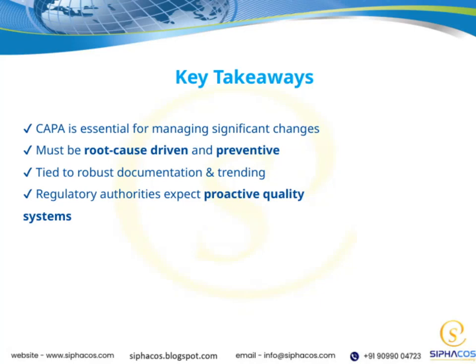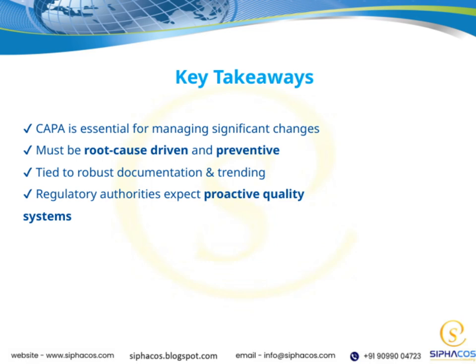So let's take a moment to review the key takeaways from today's presentation. First, corrective and preventive actions, or CAPA, are absolutely essential when it comes to managing significant changes in our processes or systems. They help us address issues effectively and prevent recurrence. Next, it's crucial that our CAPA efforts are driven by root causes. We need to dig deep to understand the underlying issues, rather than just treating surface symptoms. This approach makes our actions more preventive and effective in the long run.